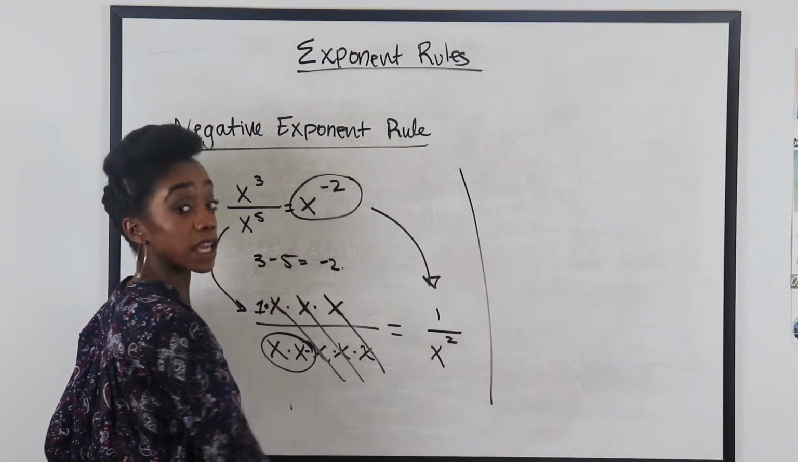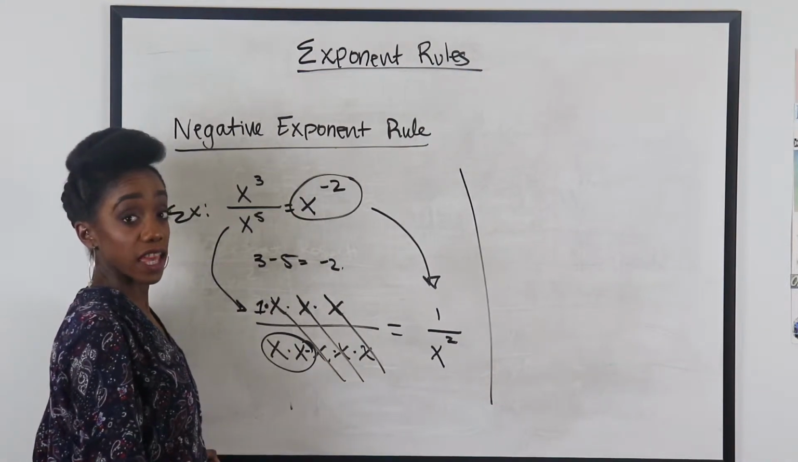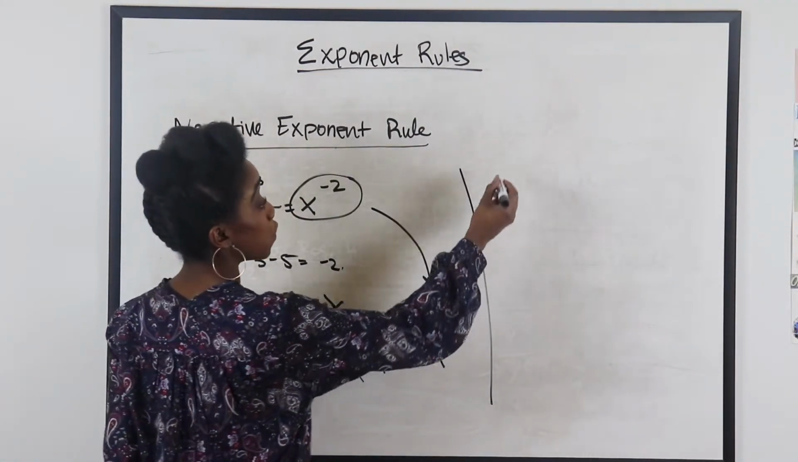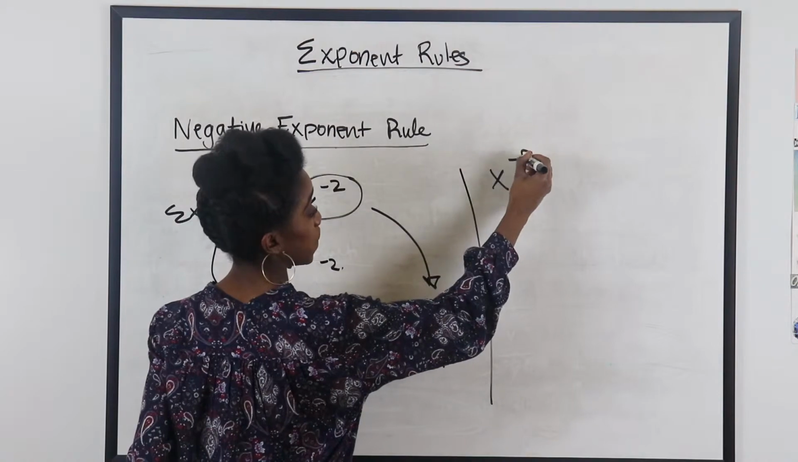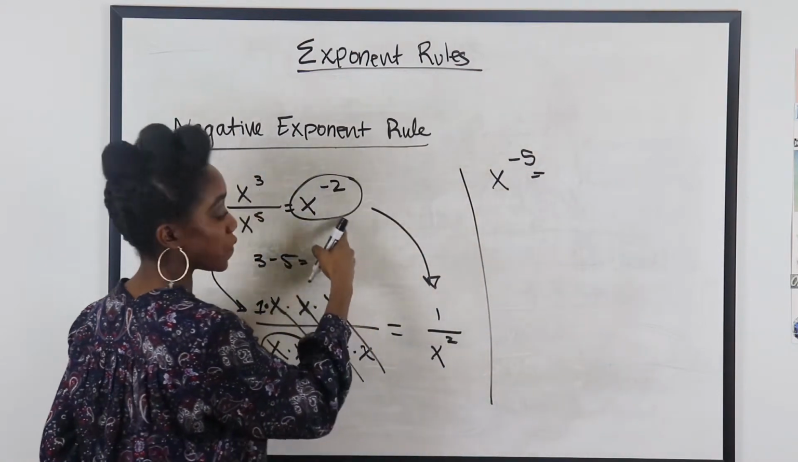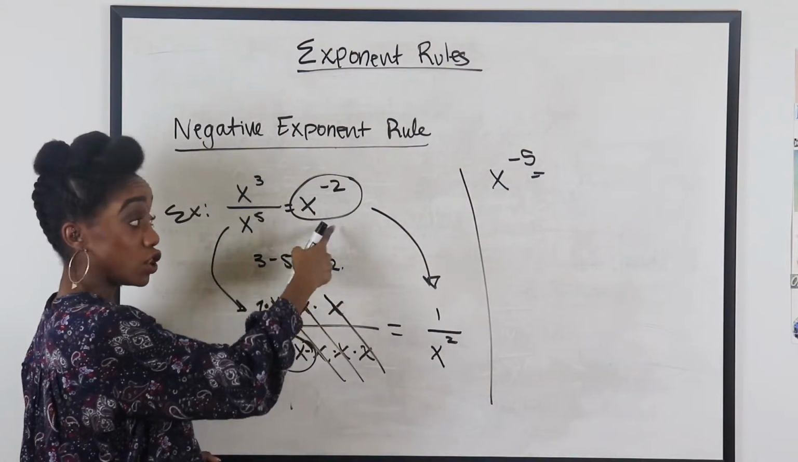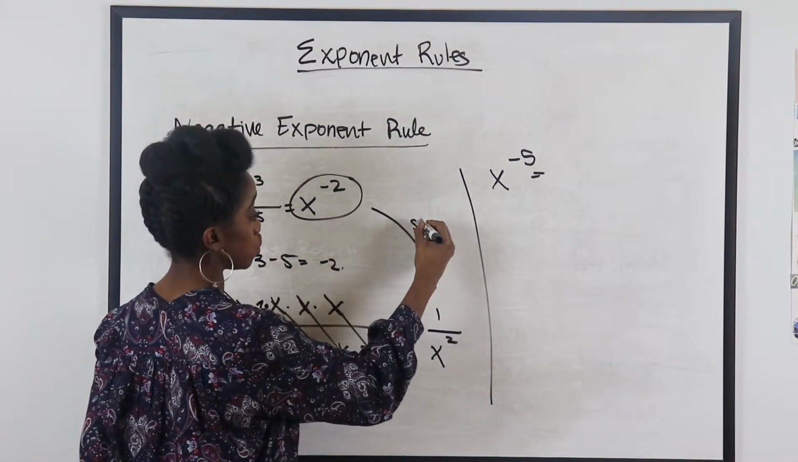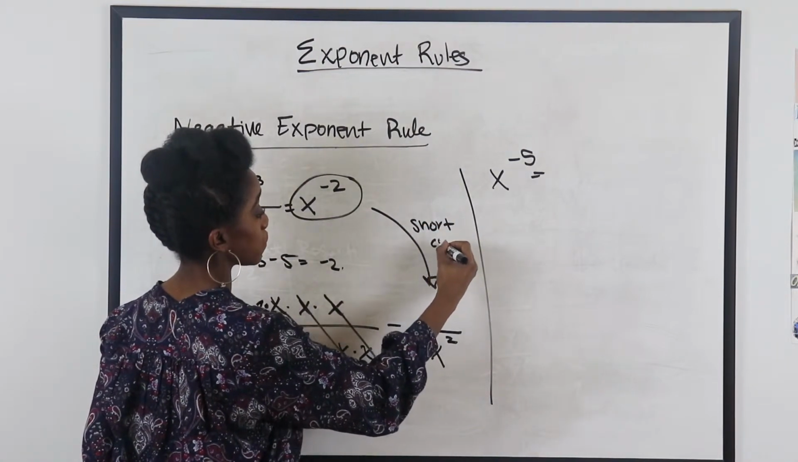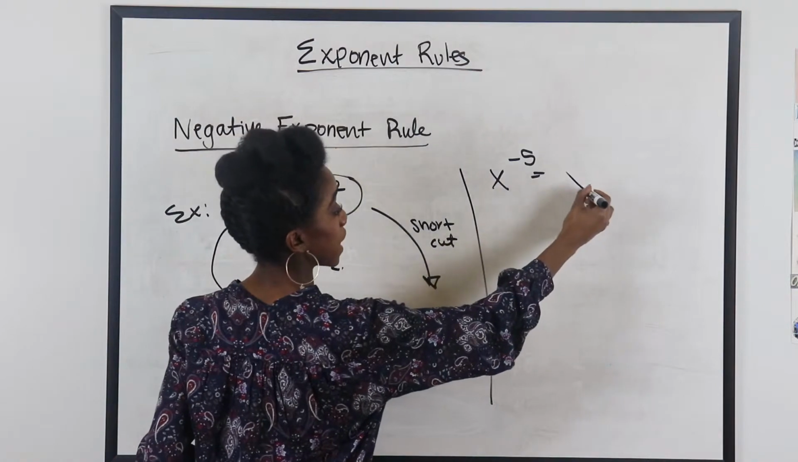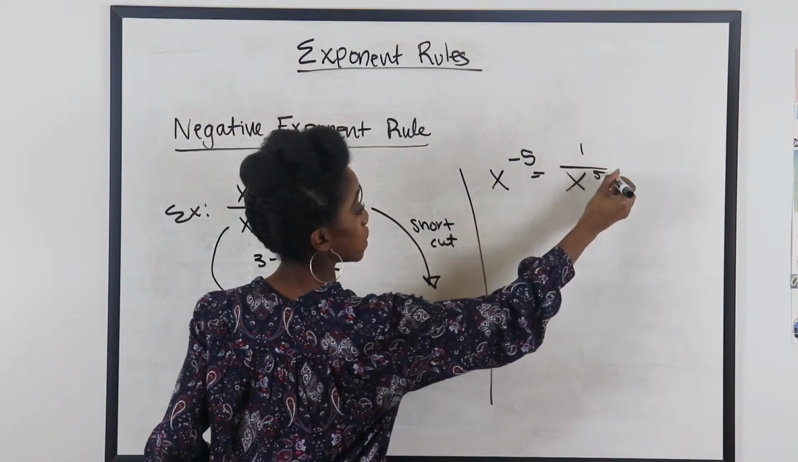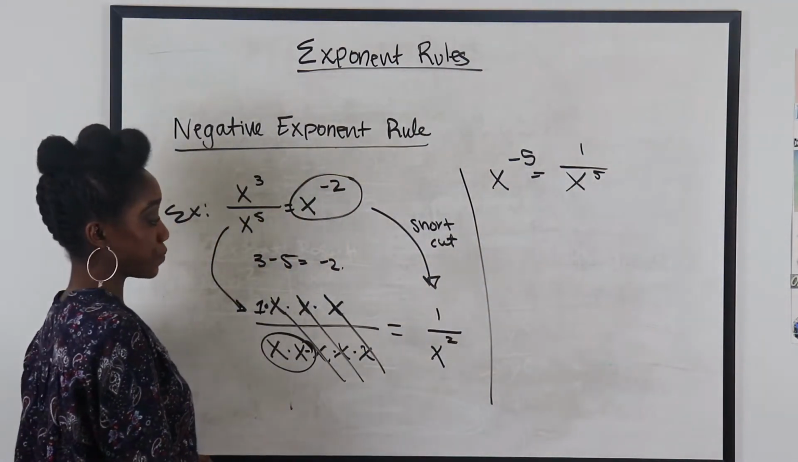So let's take a look at a second example just to get the hang of what's really going on here. What if we had x to the negative fifth? Well, if we're following this rule, this is our shortcut, we're going to end up with 1 over x to the fifth power.